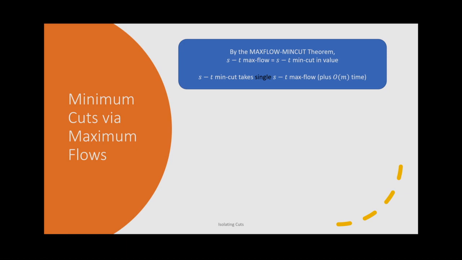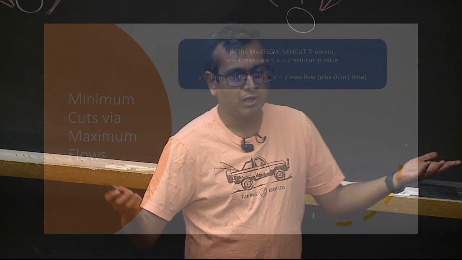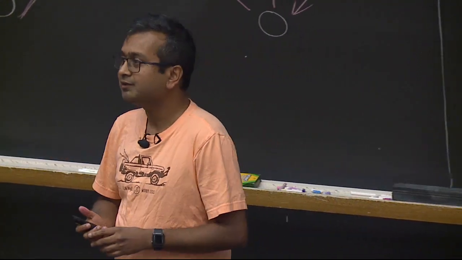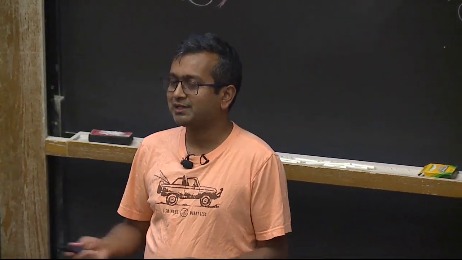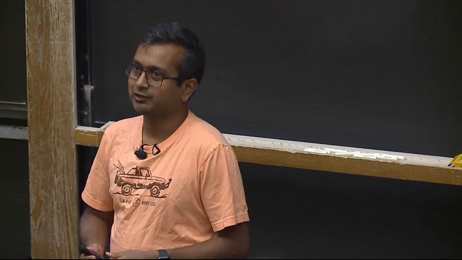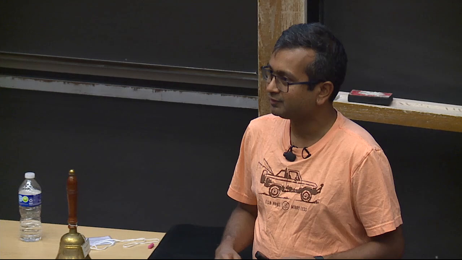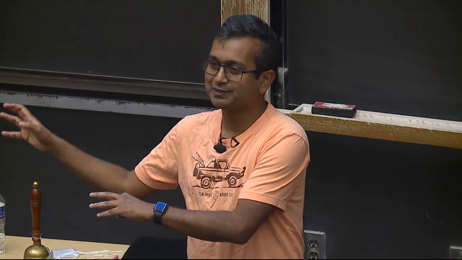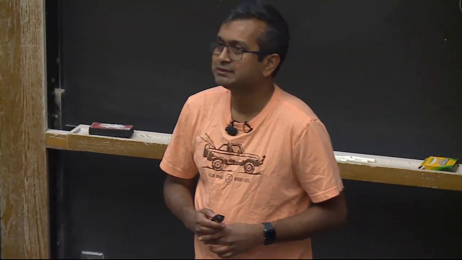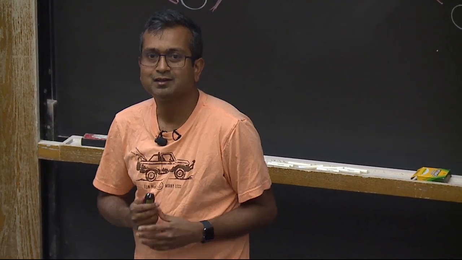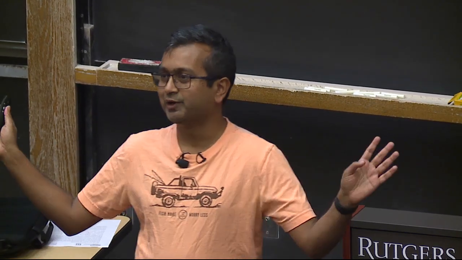Okay, next question. Now that I know how to find an ST min cut, how can I use that to find a global min cut of the graph? So I gave you an algorithm that can find an ST min cut. What's the simplest way of using this gadget to compute a global min cut? Yes? Run it over all pairs of vertices.